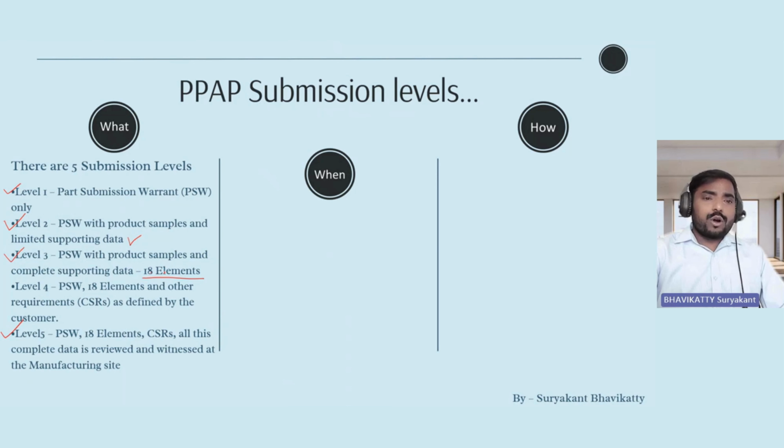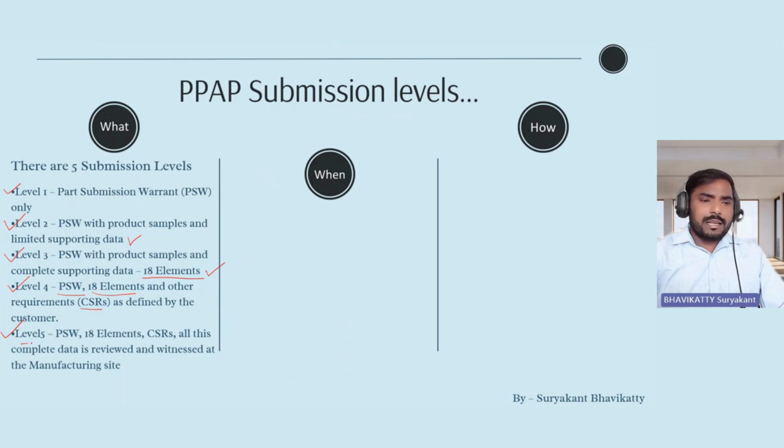No need to go on site and review all these processes. Through email also, the customer can give the approval for all these elements, and the supplier can go for regular production based on this approval. So level 4 talks about all the 18 elements, right? 18 elements, PSW with the samples, and other requirements as a CSR. So the CSR part is added here. So these are part of level 4.